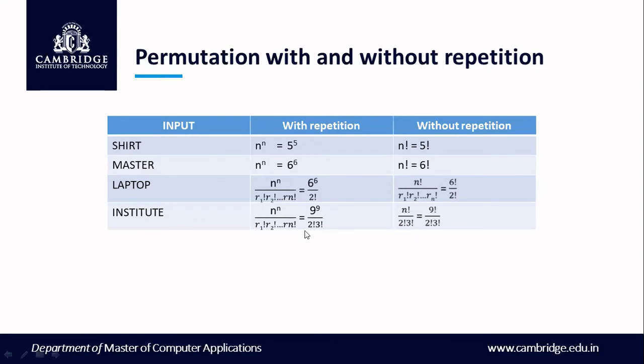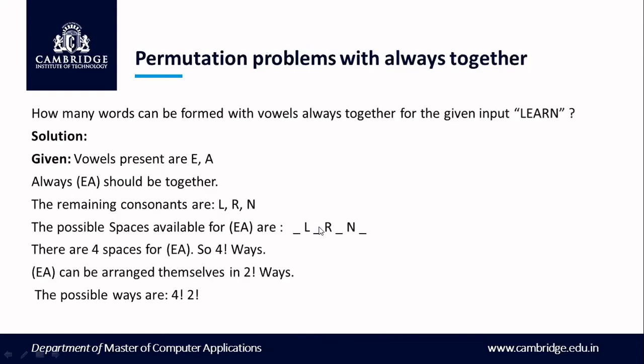But with repetition, the same logic. Only one thing changes: it is n power n, because we have given equal preference for all the places. So for each place there are 9 possible ways to fill it. It is 9 power 9 divided by 2 factorial into 3 factorial. Now let us solve some problems under different categories.